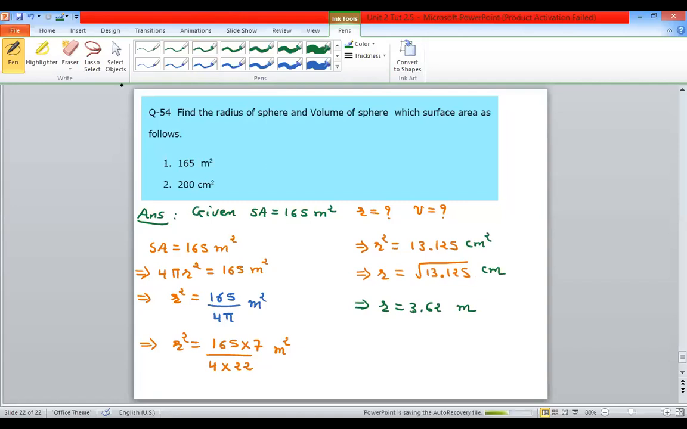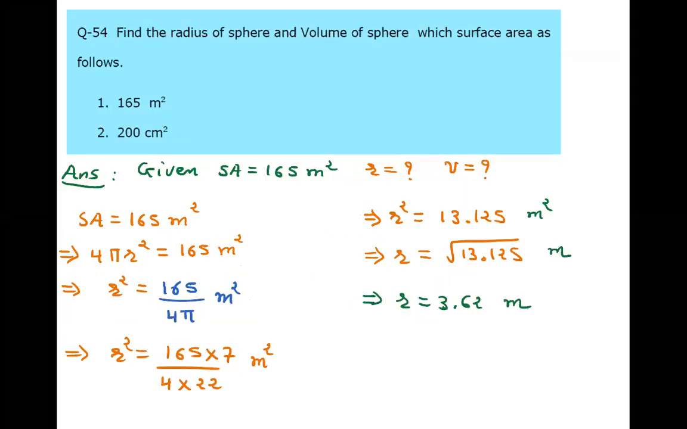Okay, it's a meter. Square and square gives you... So what can we do? We have the surface area. Using the formula of the surface area of the sphere, we can find the radius. So the first term is over. We are able to find the radius.